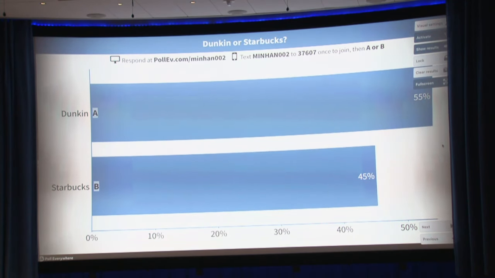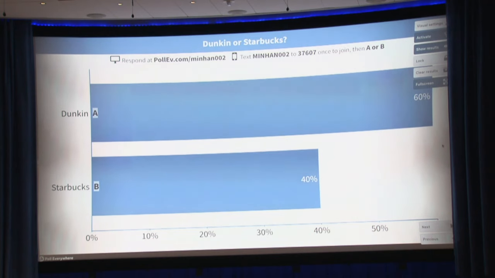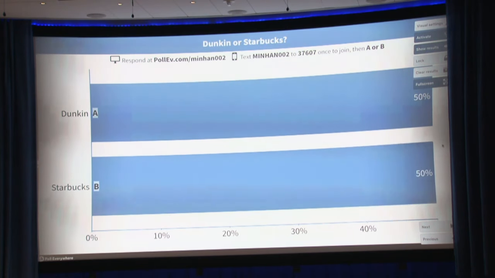Oh, okay. So suddenly it became Dunkin'. It was Starbucks at the beginning. Now it's Dunkin', and it's almost same. All right. Okay, so it's half and half. Did everyone answer? Yes? Okay. People cannot vote twice unless you're setting it for multiple times.